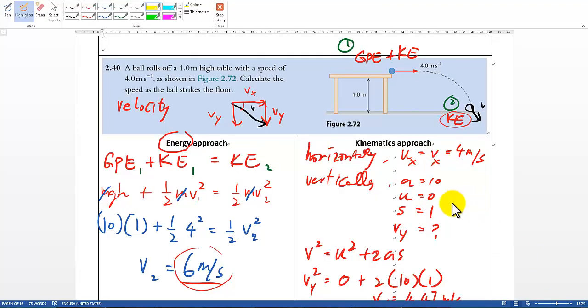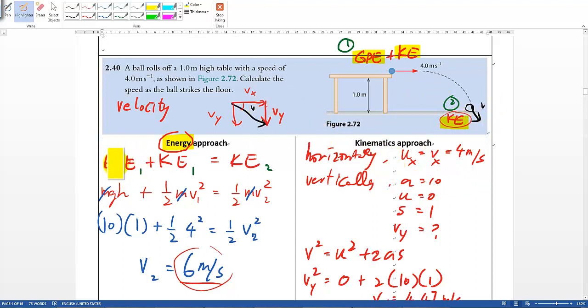Okay, so let's try to do the energy approach first. From the energy approach, you see that at the beginning it would have KE and GPE, because it's moving at 4 meters per second in this direction. Actually, it doesn't really matter which direction it is, and it has a certain height above the ground, so GPE. And when the ball hits the ground, the GPE will be gone because it all converted into KE.